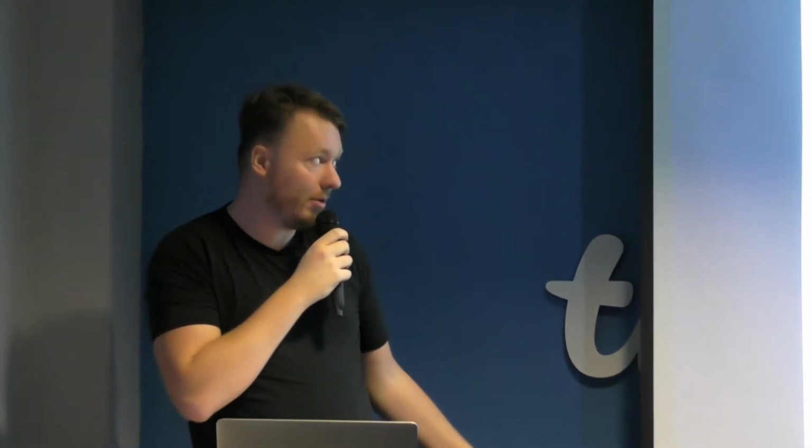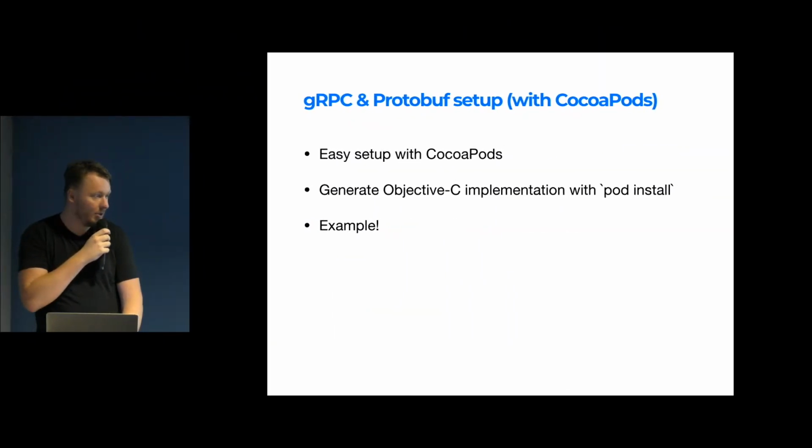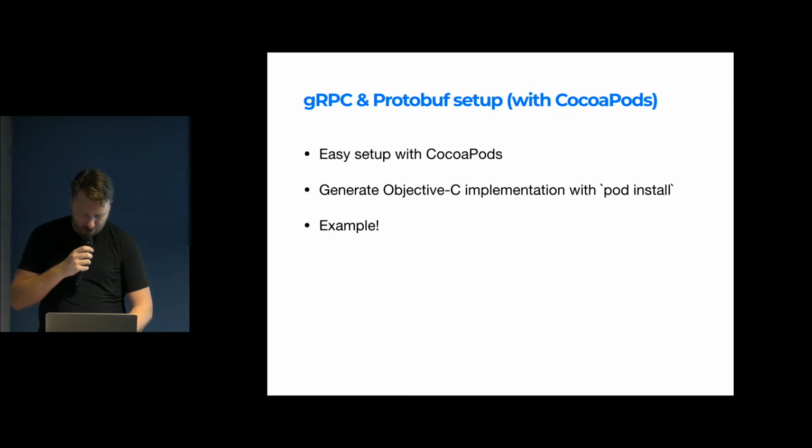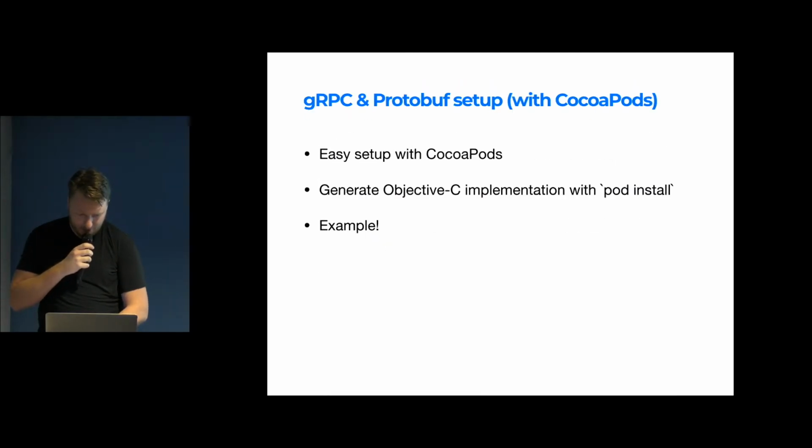All right. What I would like to walk you through is how we managed to set up gRPC and Protobuf, in our case with CocoaHeads, and how it's very easy to generate a sample implementation. So I'm just going to switch out of the presentation here for a second. I'm going to figure out how to do that. Sorry.